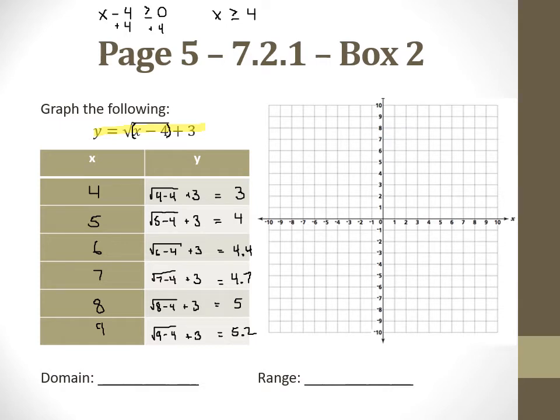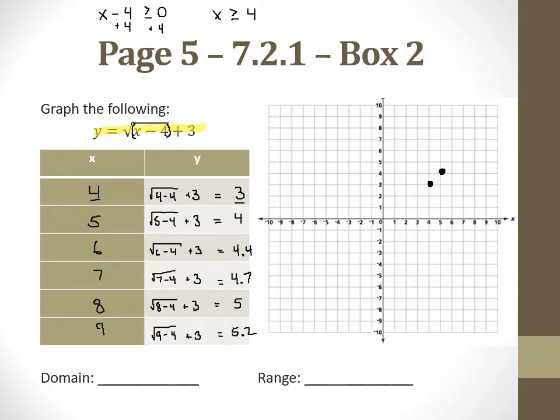So when I go to graph this, my first point is an x value of 4 and a y value of 3. So over 4, up 1, 2, 3. Next, I have an x value of 5 and a y value of 4. So I plot that point.